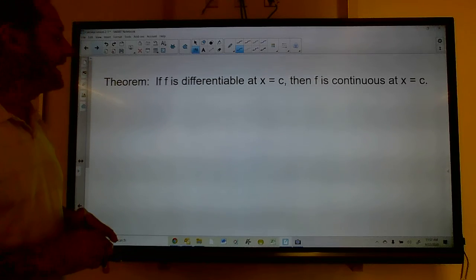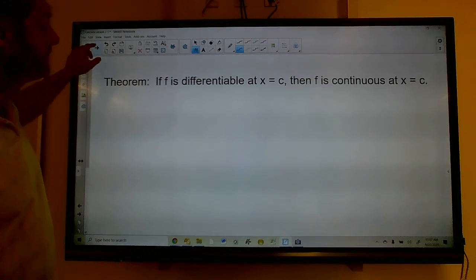If f is differentiable at x equals c, then f is continuous at x equals c.